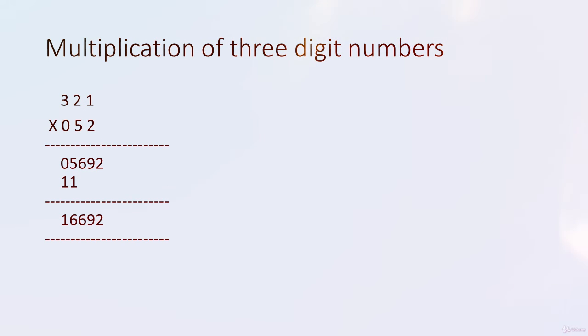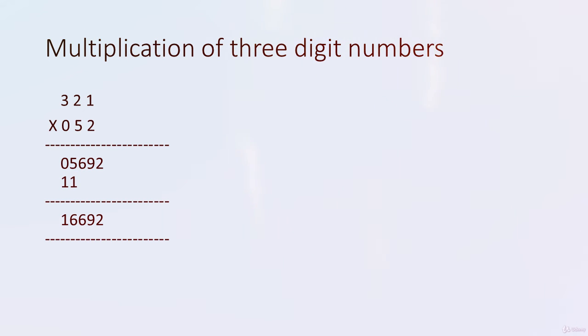We cannot write 16 as it is, because we only have space to write one digit, not two digits. So we will write 6 and we will carry forward 1. While carrying forward 1, we write down 1 below the answer row, but below the next upcoming result, so that we can add them up.